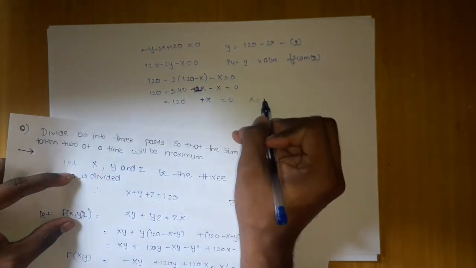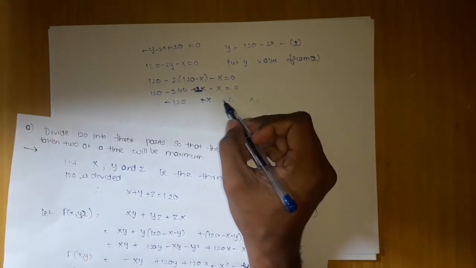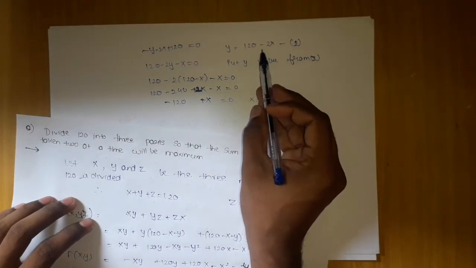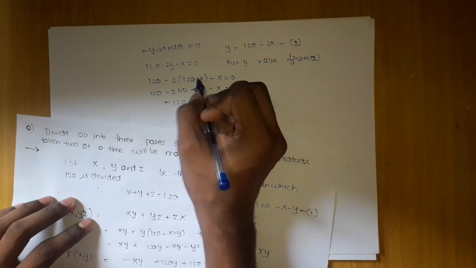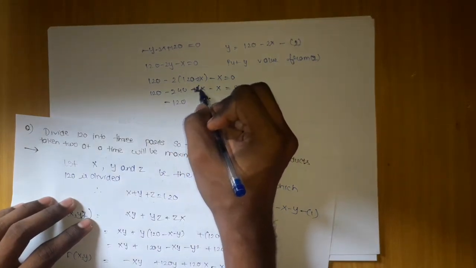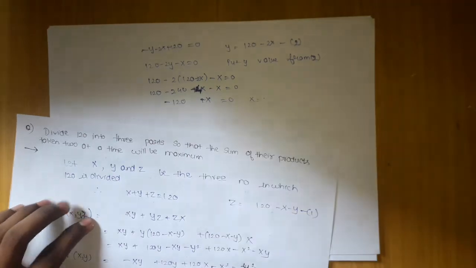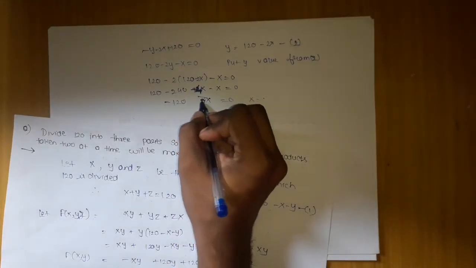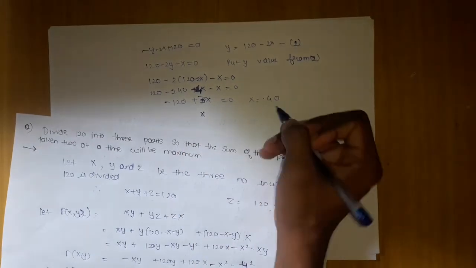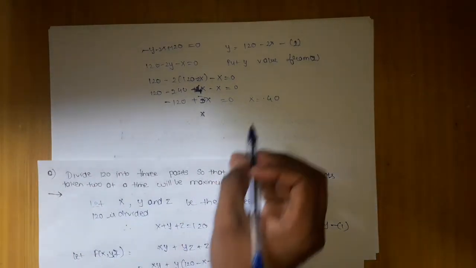We are getting x equals to... it was 2 here, 120 minus 2x, so it will be plus 4x, and here it is minus x, then it will be plus 3x here. And if you move it that side, we are going to get x equals 40. Sorry for the error. So we got x equals 40.